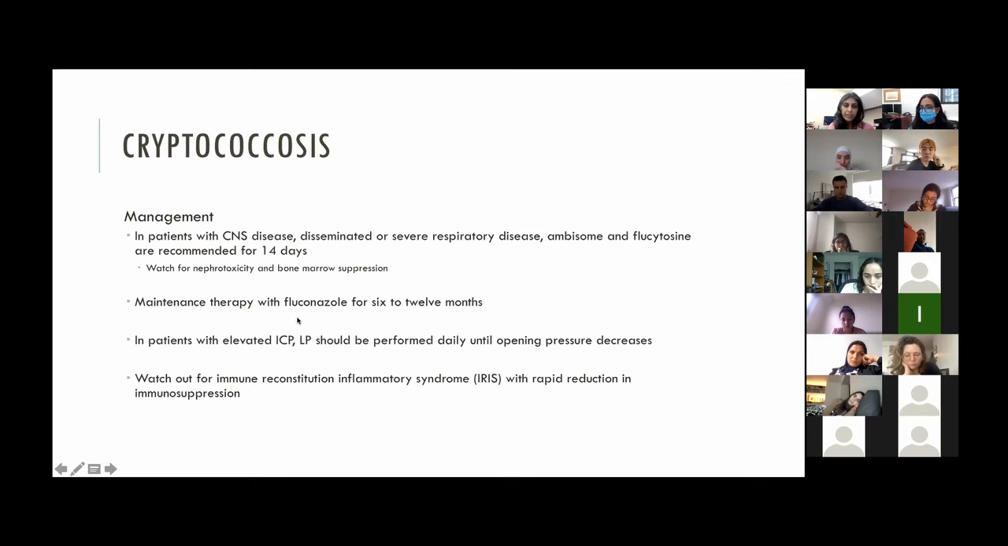Oftentimes in transplant patients too, you need to watch out specifically for immune reconstitution inflammatory syndrome, or IRIS, if you rapidly reduce the immunosuppression. So we're very careful what we do with the immunosuppression in this situation, because sometimes if you dramatically reduce the immunosuppression and you treat for Cryptococcus, you'll see sort of an inflammatory response as well.